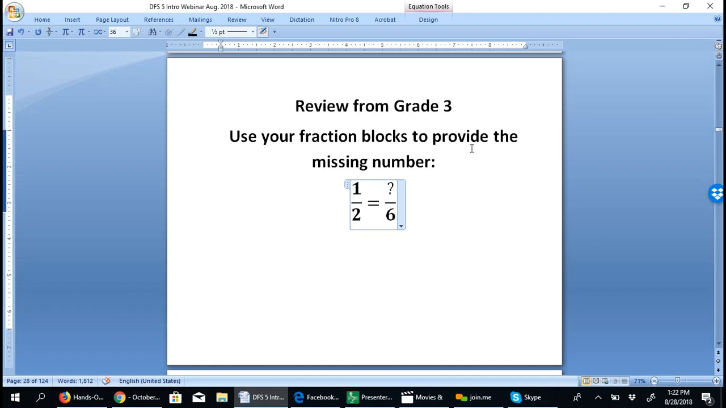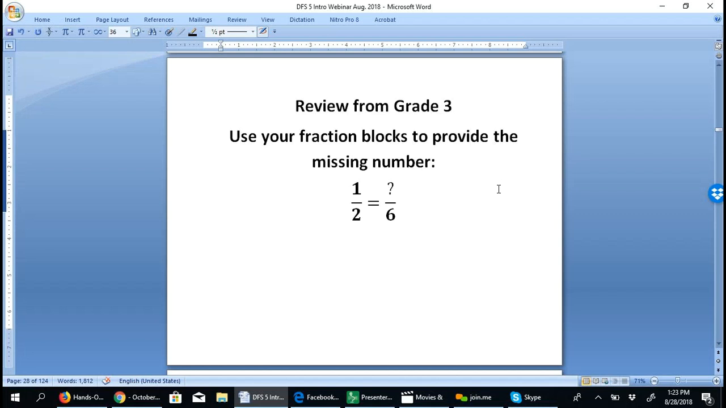So in the 3rd grade program, the students use their fraction blocks to provide the missing number. So let me see if I'm able to do that here for you. Okay, one second. All right, so I don't have it printed out, but I can do it anyway. So let's do that.